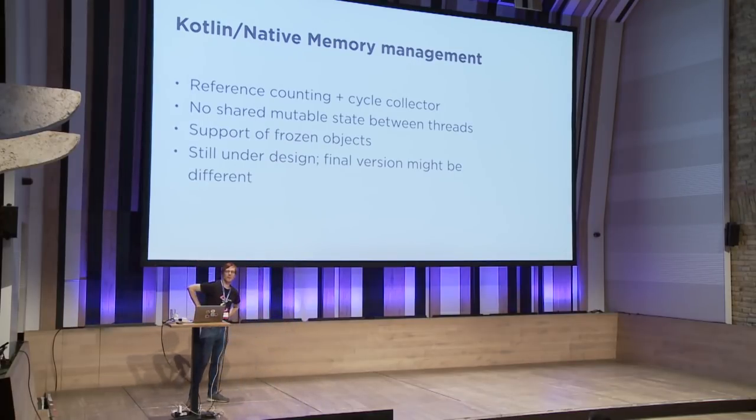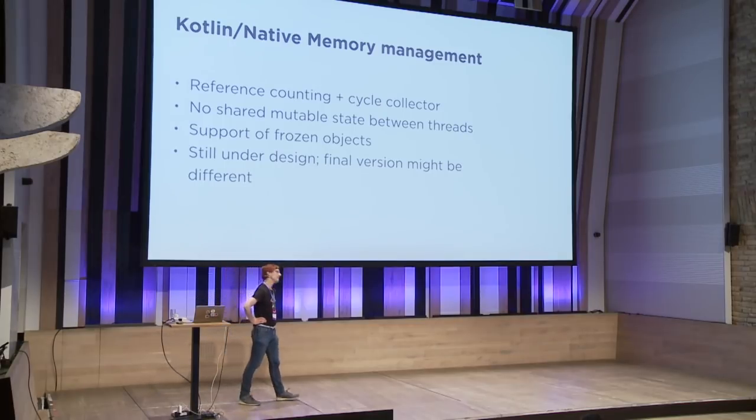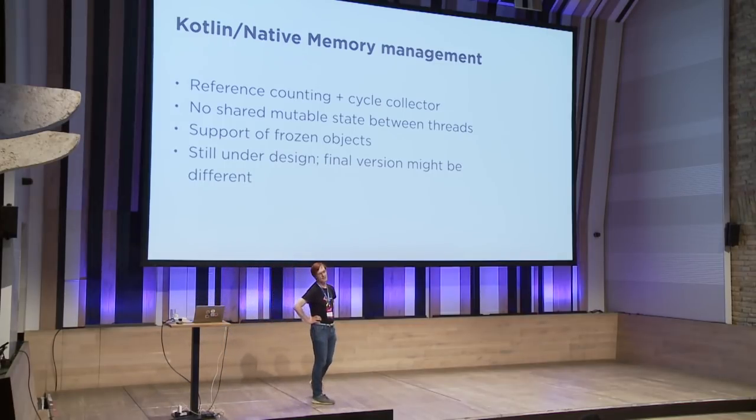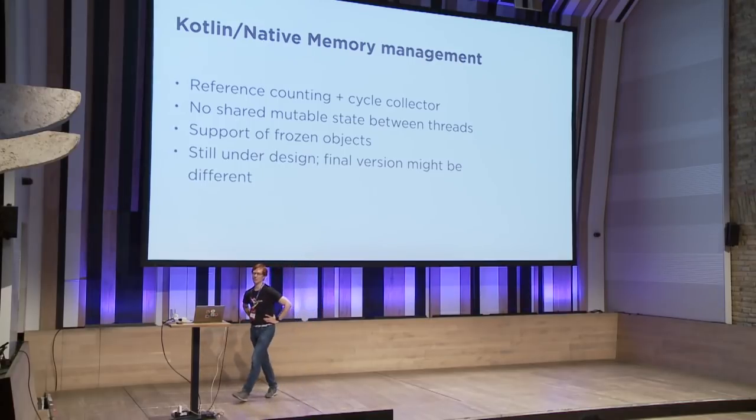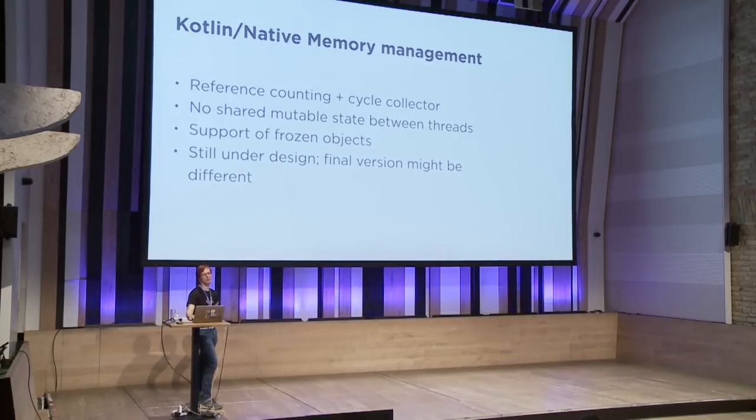For memory management, what we have right now is somewhat, I will not say peculiar, but so the architecture that we have now is that we do not have a full-featured garbage collector as on the JVM. What we have instead are heaps which are specific to each thread. So we don't have any mutable state between threads. Every memory allocation happens in the context of one thread. And for this memory allocation, we have reference counting and a simple cycle collector.